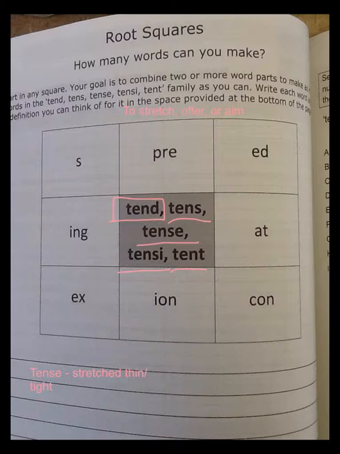Let's add this root here, where is it? A-T. And let's continue that thought. We add that as a prefix, right? And then we add what we have boxed, tend. What word did we just make? Attend, right? So what does attend mean?